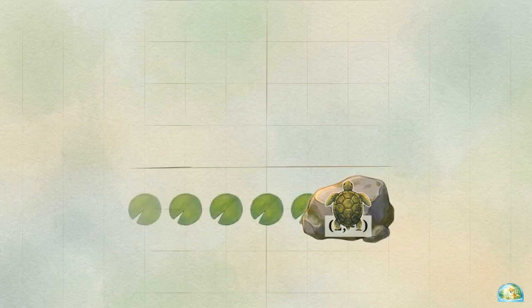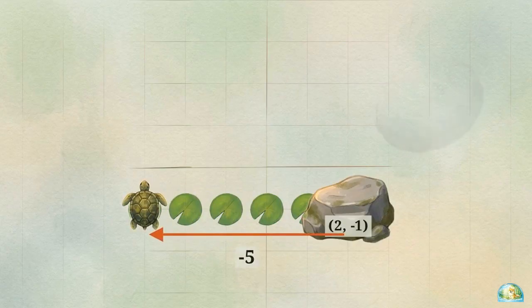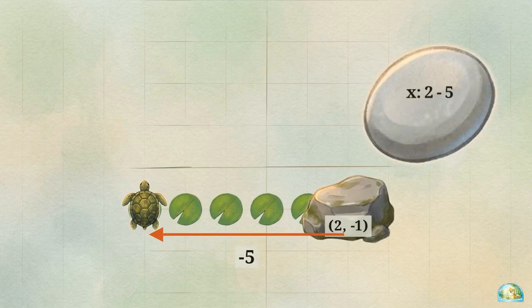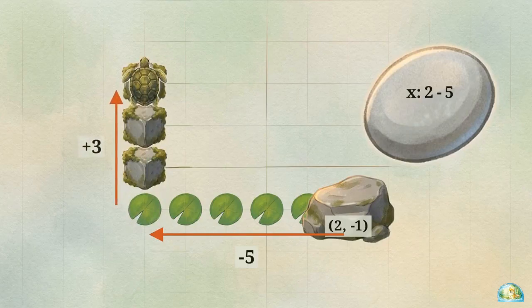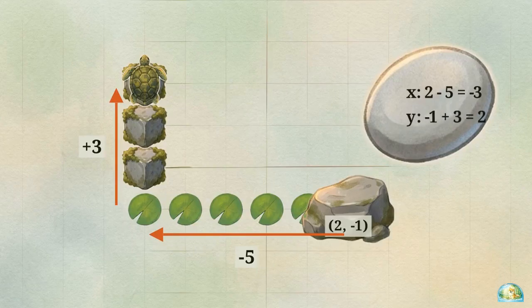To track a geometric translation, we begin by identifying the starting point. Here, the stone block at 2, -1. When the turtle slides left across the lily pads, it moves 5 units in a negative direction. This physical action corresponds to subtracting 5 from the starting x-coordinate. The path then turns upward. Moving 3 units along these mossy steps means adding 3 to the starting y-coordinate.